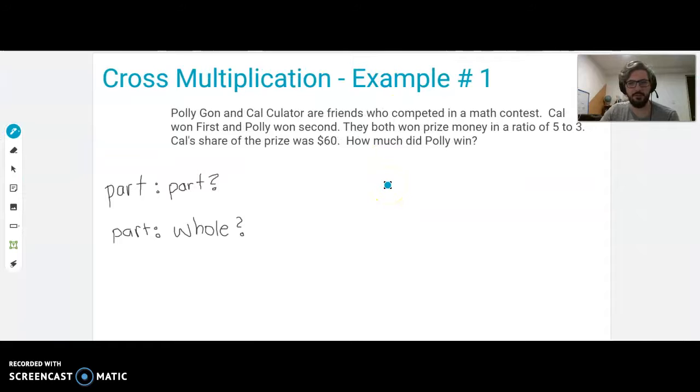Okay, let's look at a problem. Polygon and Calculator are friends who competed in a math contest. Cal won first and Poly won second. They both won prize money in a ratio of 5 to 3. Cal's share of the prize was $60. How much did Poly win? So pause the video, or actually the video is about to end. See if you can solve this and check out video number 2 for cross multiplication to see if you got the right answer.